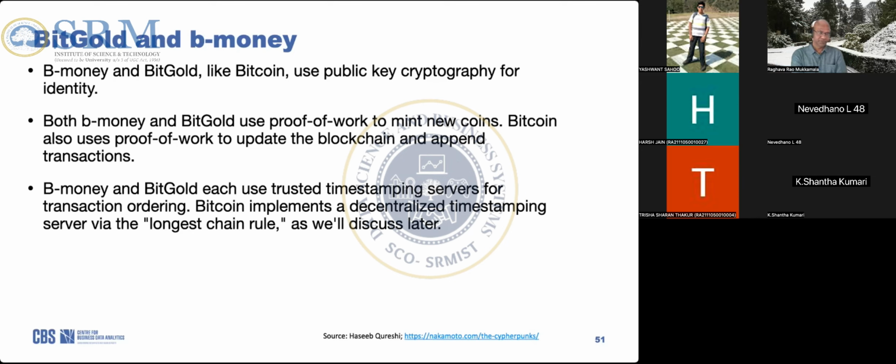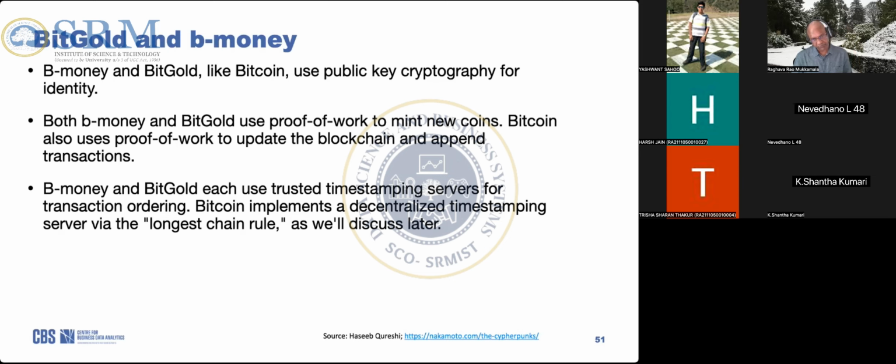B-Money and BitGold use timestamping servers. So we have seen these timestamping servers, right? Because this is the inspiration for ledgers and things like that, so that they can order the transactions chronologically. And Bitcoin implemented a decentralized timestamping system.